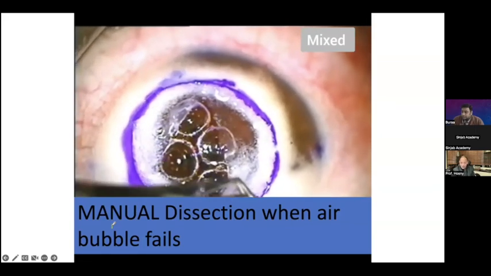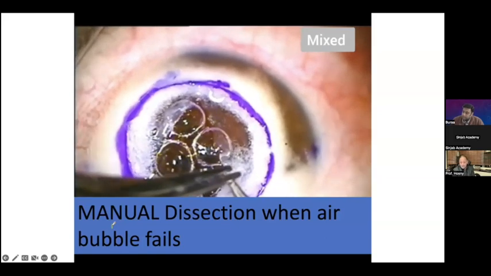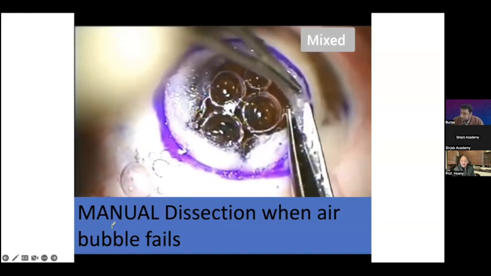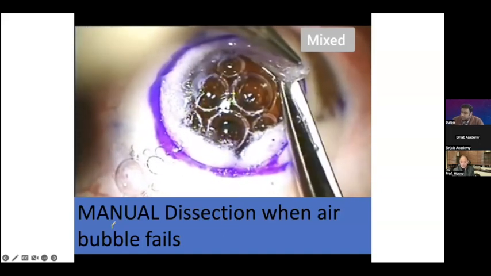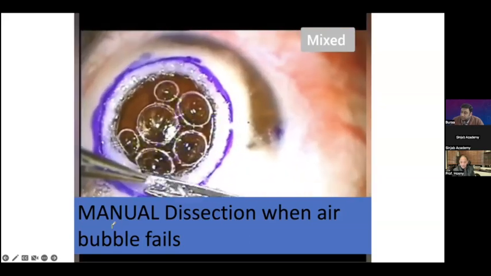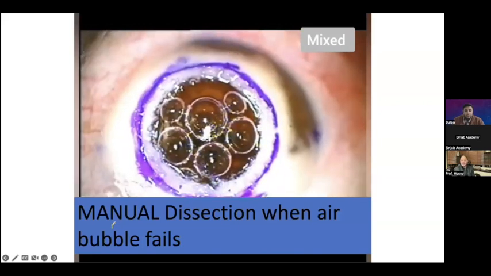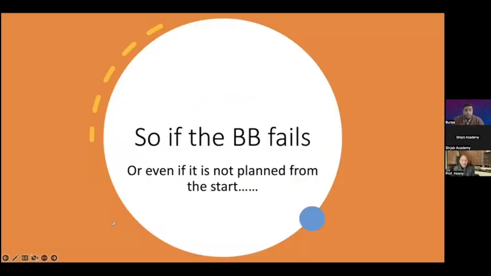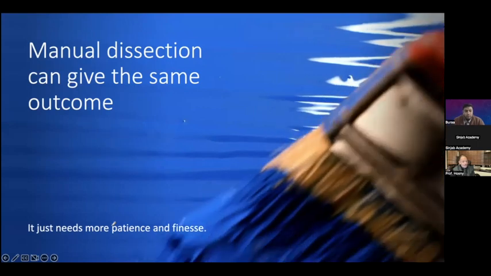Again, with all these mishaps, and maybe he did not have the scissors that he wanted to use, with these scissors he could bare Descemet's membrane all around and transplant the anterior stroma and end up with very, very good results in spite of not getting the perfect big bubble. So if the big bubble fails, or even if it is not planned from the start, manual dissection can give the same outcome.